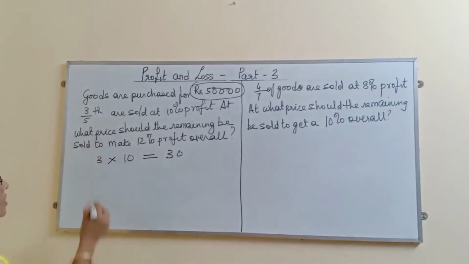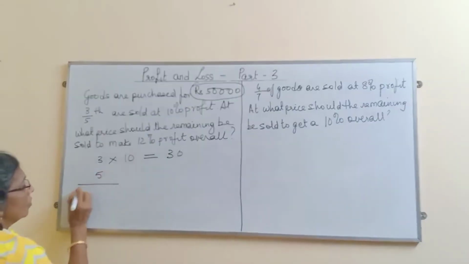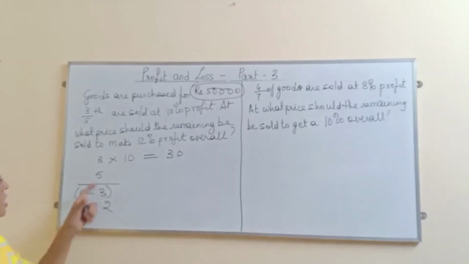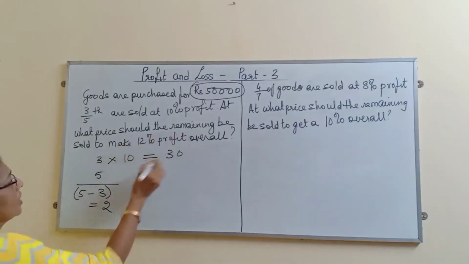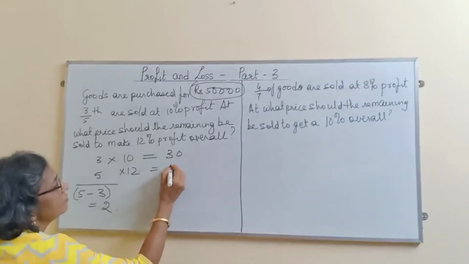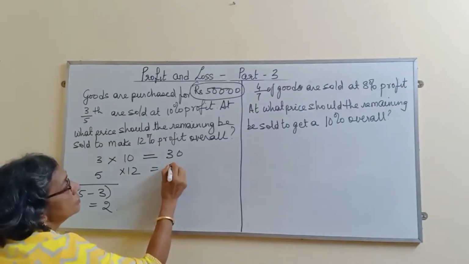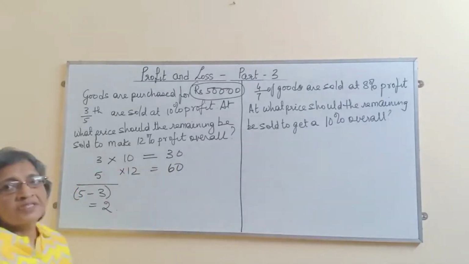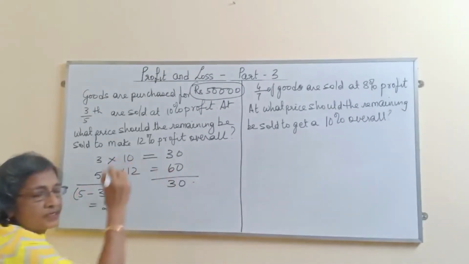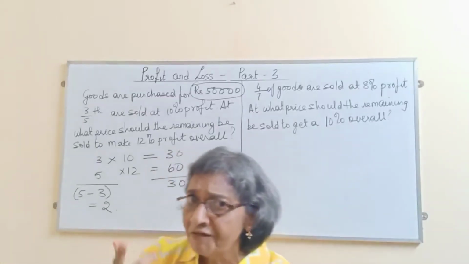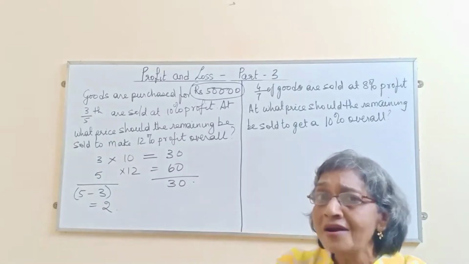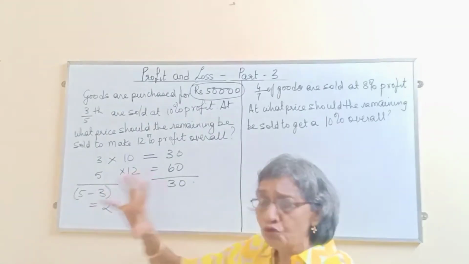How many are remaining now? Over here I have got 2 remaining. The 5 are sold to make an overall 12% profit. So 12 5s are 60. Get the difference here? 30. Now like the previous sums, in the previous 2 sums we always had only 1 remaining. But here we have 2 remaining.